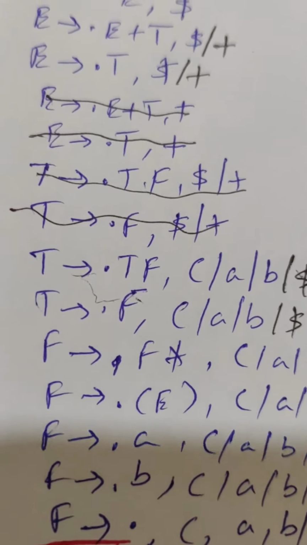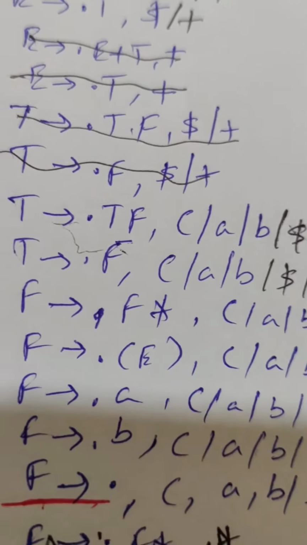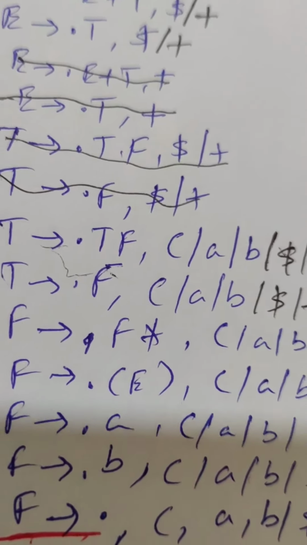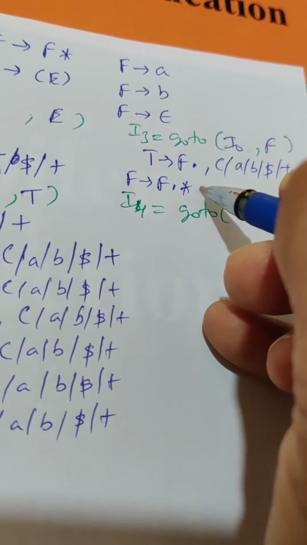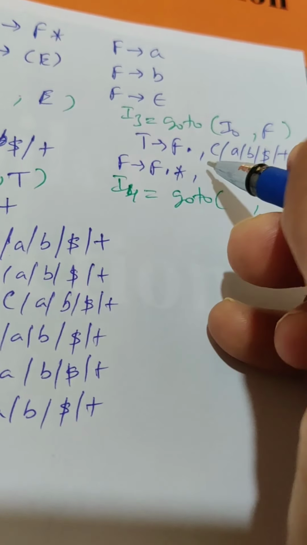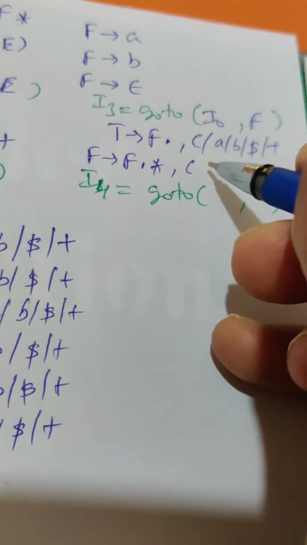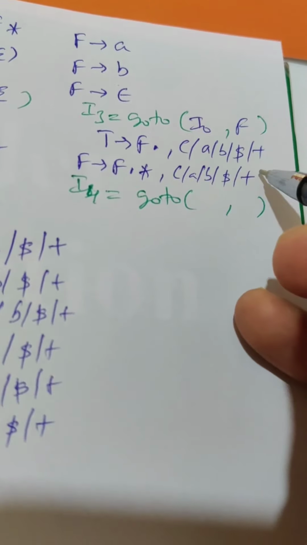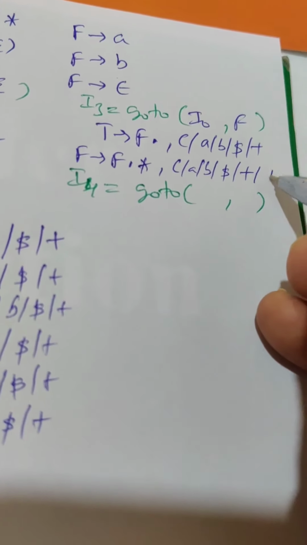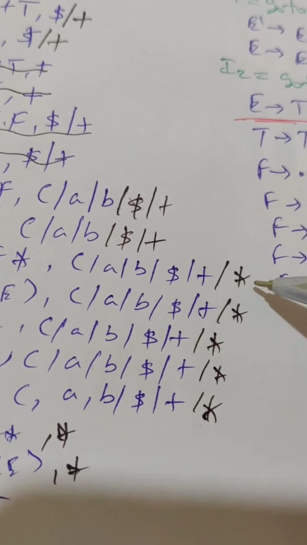And then one more rule here of I naught comma F, that is this one. F goes to F dot star, comma lookaheads are opening bracket, everything same, A or B or dollar or plus, and then star here.